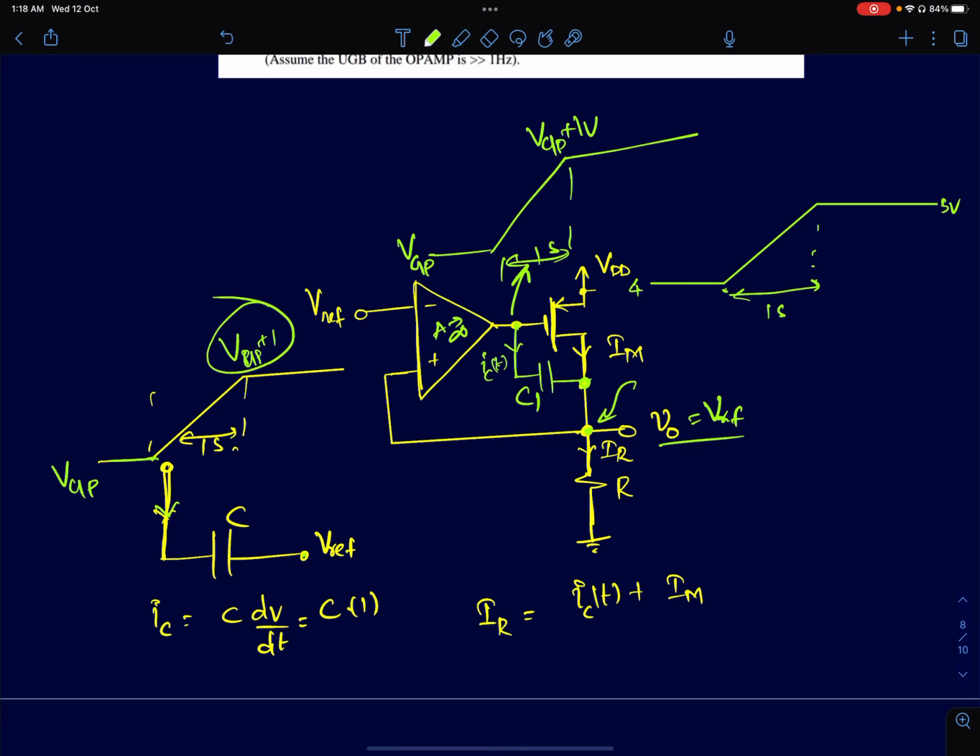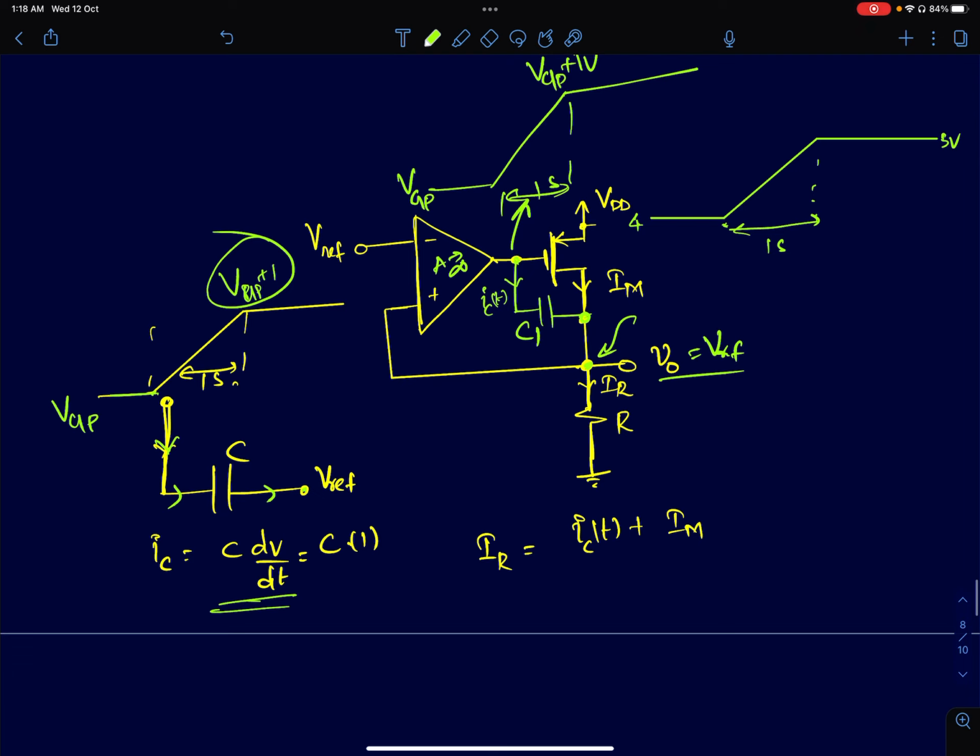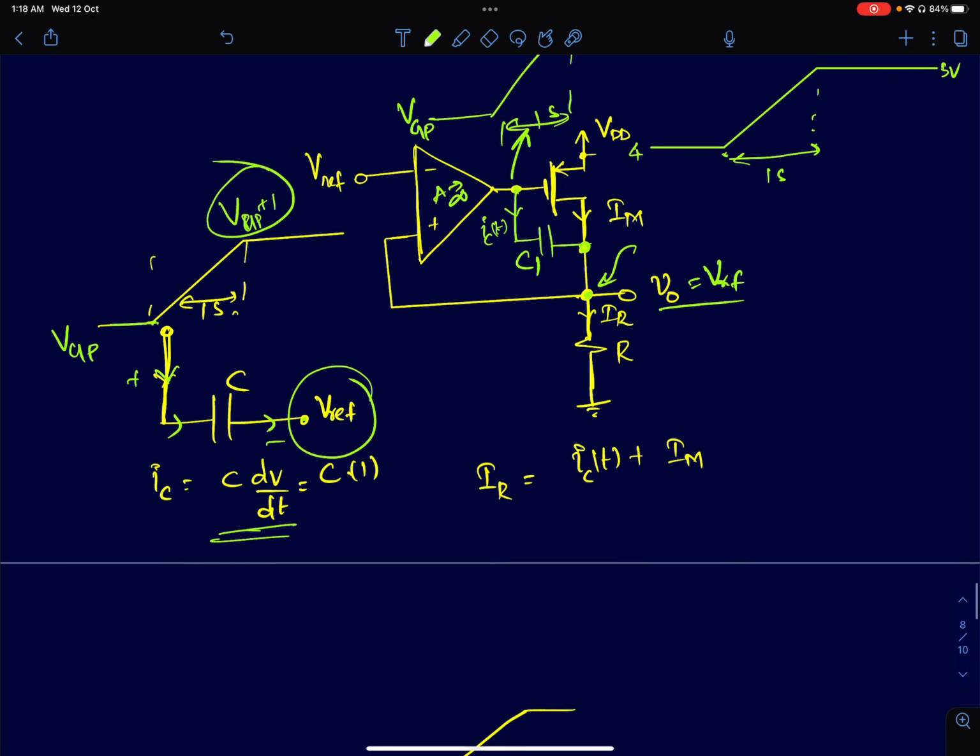So therefore, a current is set in the capacitor and the current is given by C dV by dt. If you look at the current through the capacitor, that will simply be the derivative of the voltage across it. Vref is always fixed. So now the current will look like a pulse waveform.